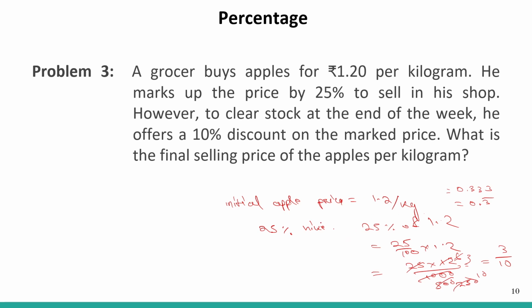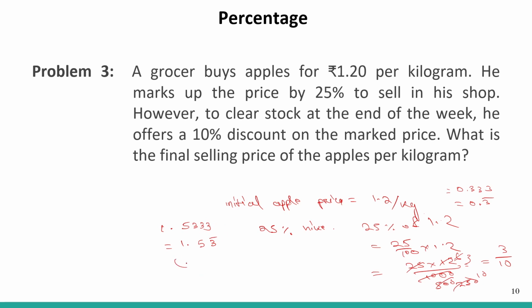So it becomes 1.53333, or 1.53 bar, since 3 is repeated after 5, and the repetition is from 3 and only 3.